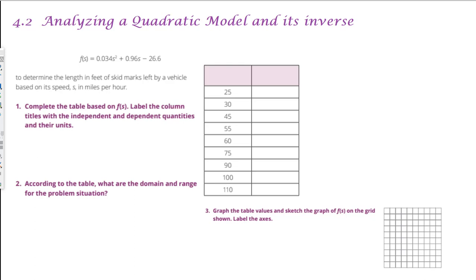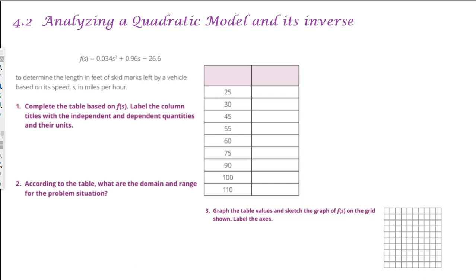So today we are looking at analyzing the quadratic model and its inverse. When we're looking at this first story, the police department offers a special class for interested high school students going into forensic science, in which they talk about skid marks. And we talked about skid marks, and there are a lot of things that go into the skid mark formula, depending on the road condition.